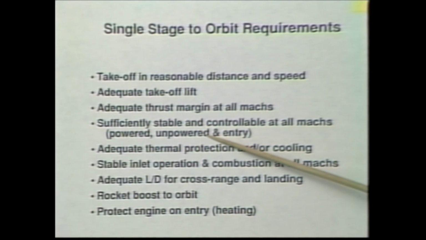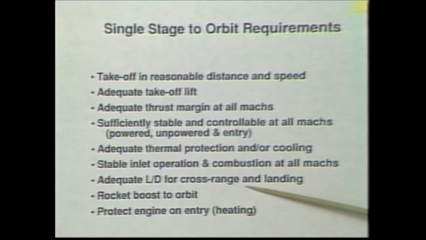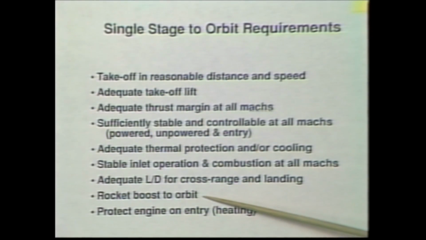The plane must be stable and controllable. It's not a plane if it's not at all Mach numbers. Adequate thermal protection, stable inlet operation and combustion, adequate L over D primarily on entry for cross range and landing. Rocket will always be required. You can get to orbital kinetic energies in the atmosphere, but you're not at an orbital altitude, and so you have to get your final delta V from a rocket, and then you have to protect your engine on entry. What about fuel selection?